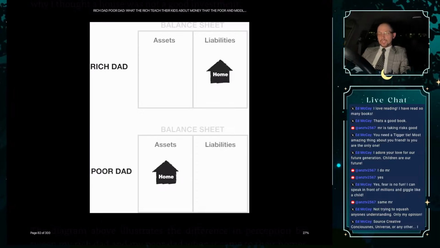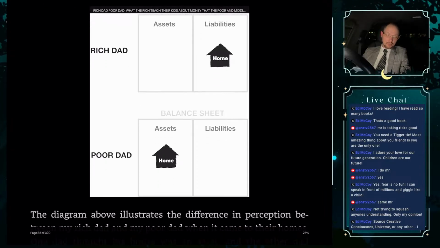So there we go. We see the difference in mindset between his rich dad and his poor dad. Same balance sheet, same home, but the poor dad considers his home to be an asset, whereas rich dad knows perfectly well that a home that you live in is a liability.